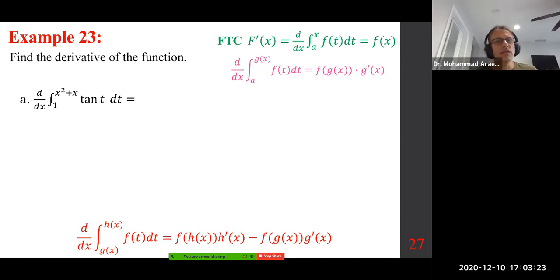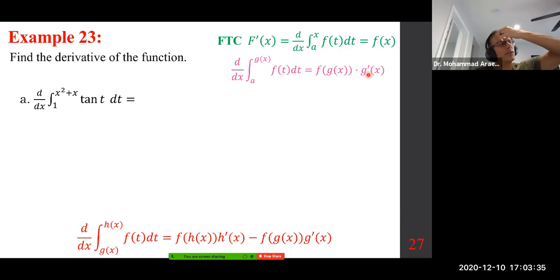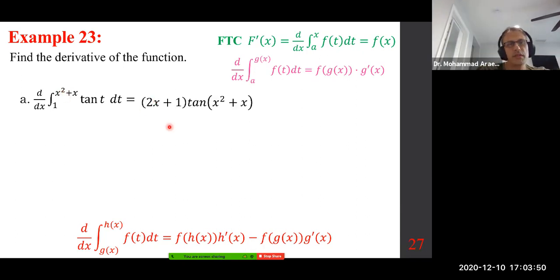Fundamental theorem of calculus says if you are differentiating an integral, you get the function back. Okay. If the top is x, you get the function back. If it's not, if it's a function of x, you have to multiply by its derivative by the chain rule. So in this case, we are going to replace the t with x squared plus x, and then because it's a function of x times its derivative, which is 2x plus 1. Okay. I hope everybody understands what happens here.